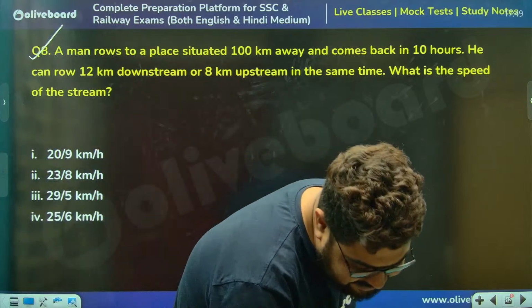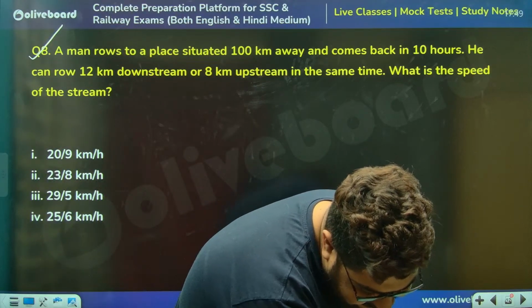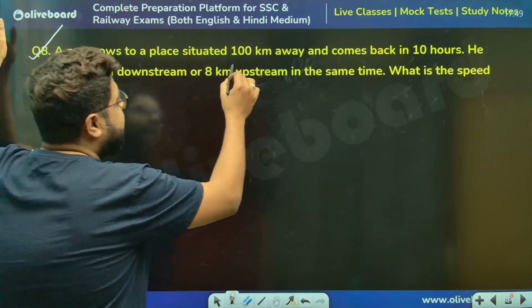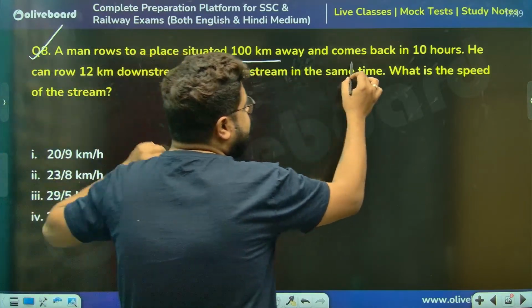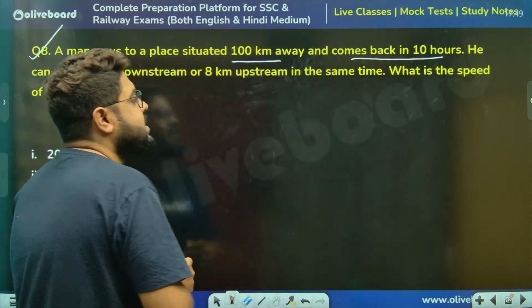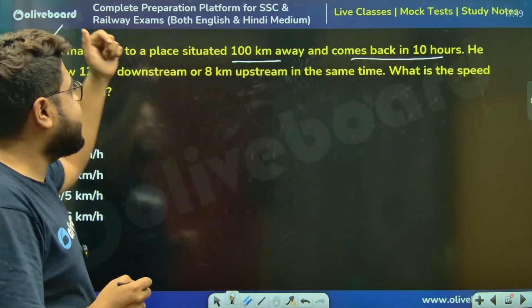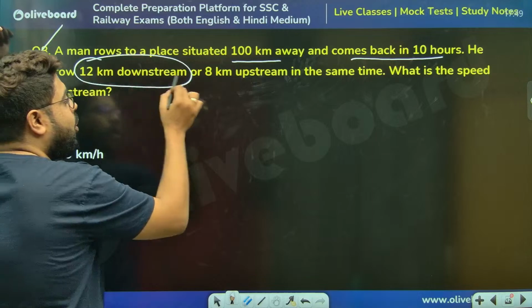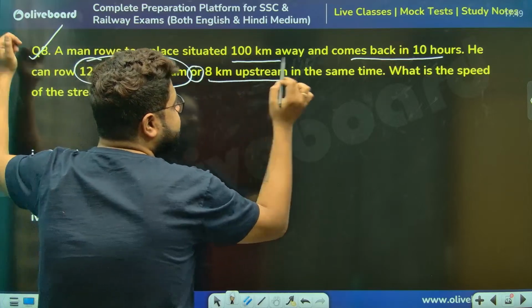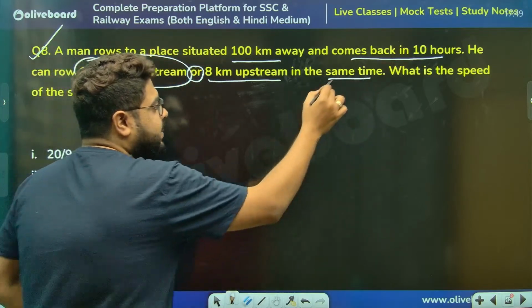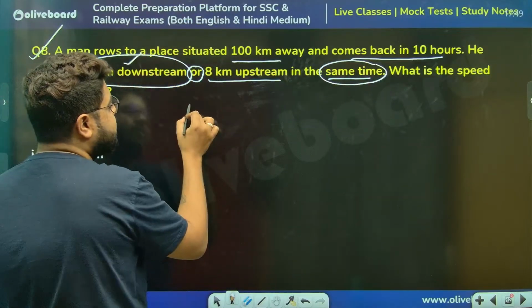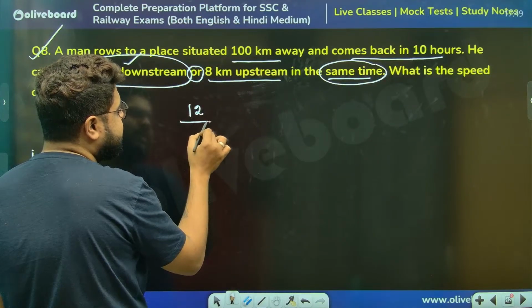Let's do this, sir. 29/5. Chalo. Sir, a man rows to a place situated 100 kilometers away and comes back in 10 hours. But the actual thing is given next. He can row 12 kilometers downstream or 8 kilometers upstream in the same time. Time is same, sir. Speed.